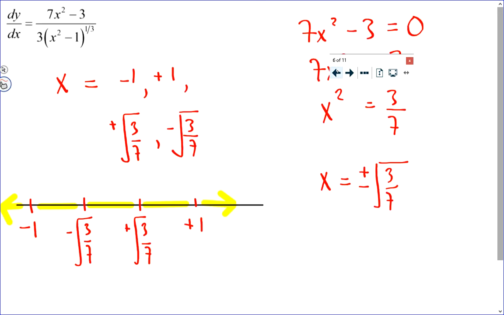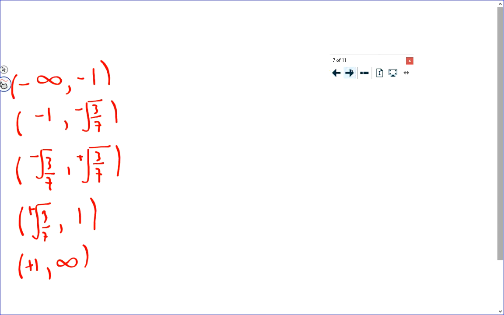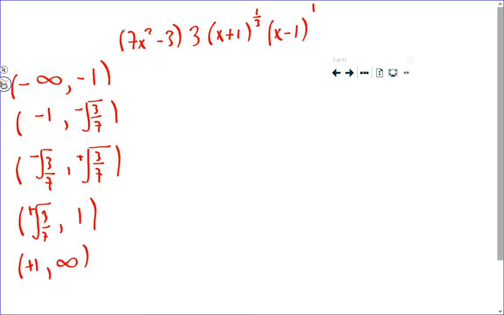When I take a look at the derivative, there is a 7x squared minus 3 on the top. Now that is a quadratic factor and it's not factorable. You could certainly factor it by introducing radicals, but I don't think that's a good idea. I think it's better just to put that entire thing on the top of our first derivative chart. So we have 7x squared minus 3. We also have the number 3 on the bottom, and then we have x plus 1 raised to the third and x minus 1 raised to the third.